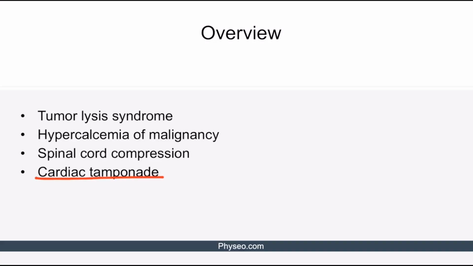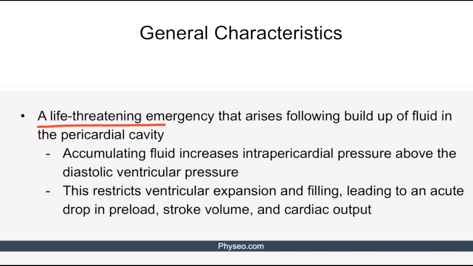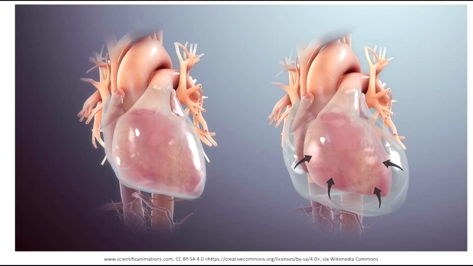Now let's move on to cardiac tamponade. So cardiac tamponade is a life-threatening emergency that arises following buildup of fluid in the pericardial cavity. And this accumulating fluid increases intrapericardial pressure above the diastolic ventricular pressure, and that in turn restricts ventricular expansion and filling. So the patients get this acute drop in preload, as well as stroke volume and cardiac output.